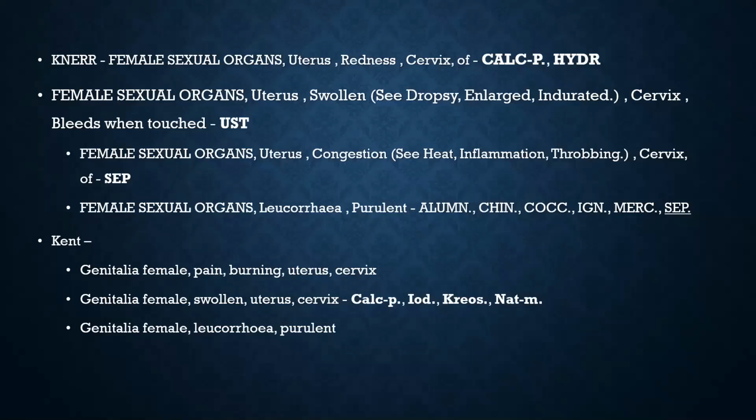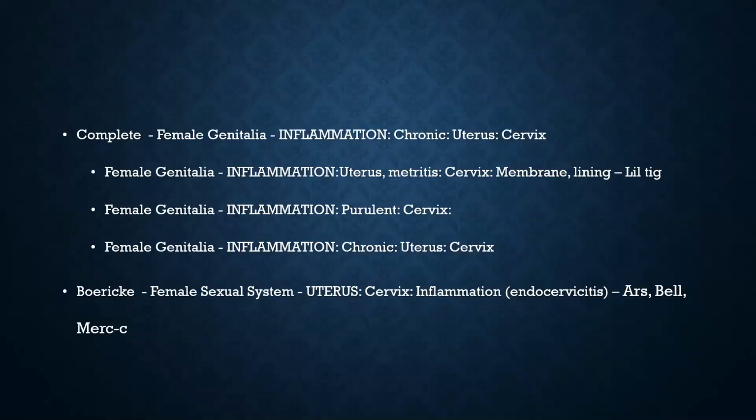Under Kent's repertory, you can take genitalia female, pain, burning, uterus, cervix. The same way, swelling, uterus, cervix, leukorrhea, purulent again. It's one and the same thing. Complete repertory: inflammation, chronic, uterus, cervix. Again, inflammation, uterus, metritis, cervix, membrane lining. That is inflammation in the lining membrane of the cervix. Inflammation, purulent, cervix. Inflammation, chronic, uterus, cervix. These are the different representations which we can see in the Complete repertory.